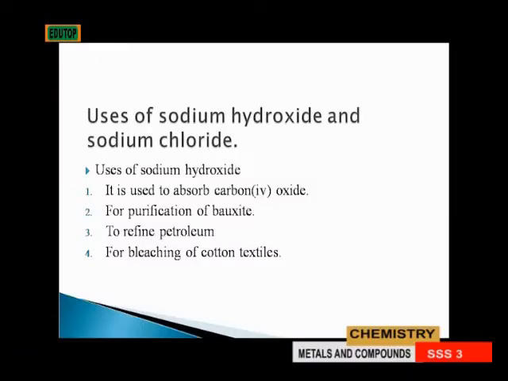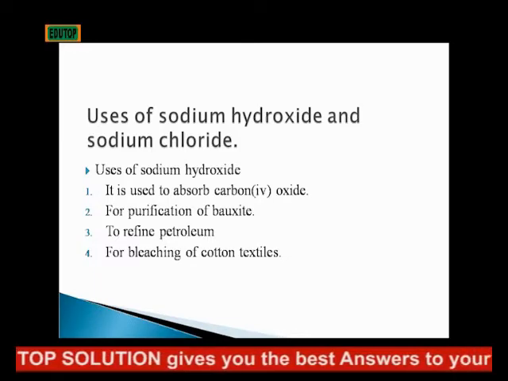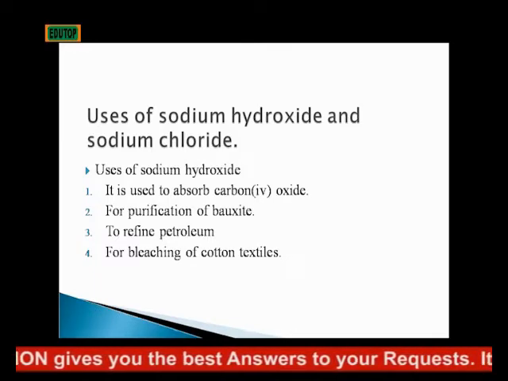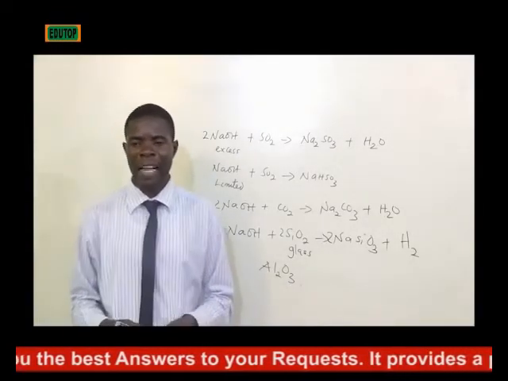Uses of sodium hydroxide and sodium chloride. 1. Uses of sodium hydroxide. It is used to absorb carbon 4 oxide. That is one of the uses of sodium hydroxide. They can be used to absorb carbon 4 oxide because they have affinity, that is likeness, for carbon 4 oxide. 2. For purification of bauxites. They use them to purify bauxites. 3. To refine petroleum. Sodium hydroxide can also be used to refine petroleum. Number 4. For bleaching of cotton textiles. They are used to bleach cotton textiles.